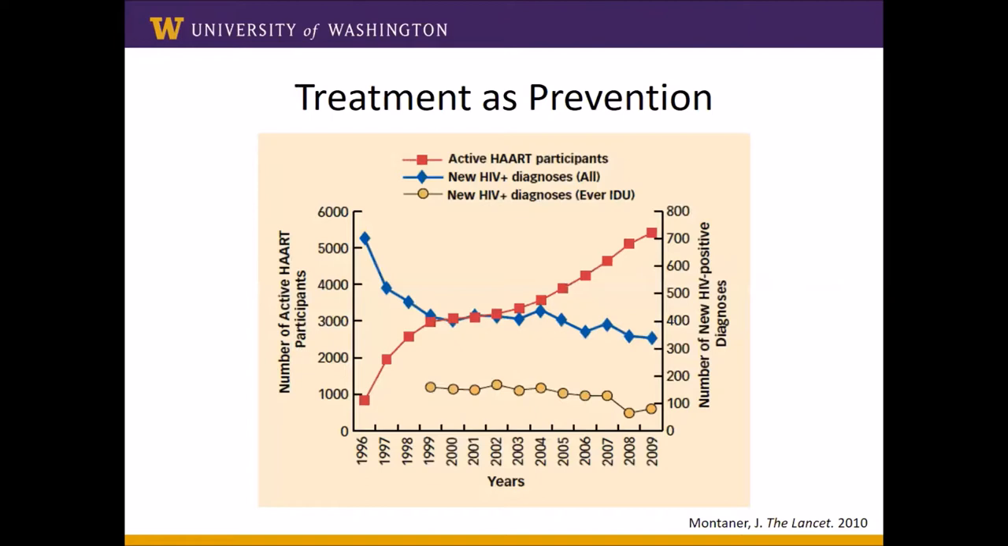This concept of treating infected individuals to reduce incidence of new infections over time, i.e. treatment as prevention, is something we saw proven for HIV. This slide shows data from colleagues in Vancouver, Canada. The red line depicts the number of patients with HIV who are on ART, while the blue line shows the number of new HIV diagnoses. And as you can see, the new infection rate is inversely proportional to increased numbers of persons who are placed on ART.